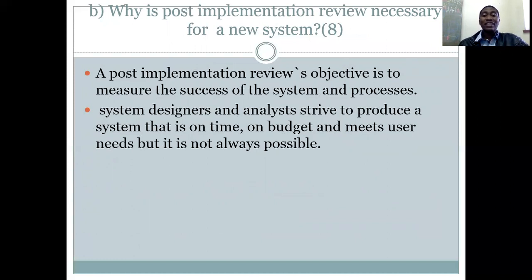So the post-implementation review can assist us to know whether our system is going to satisfy the part and parcel of a good system, right? Whether it's going to adapt to any technological changes, whether futuristic or current.